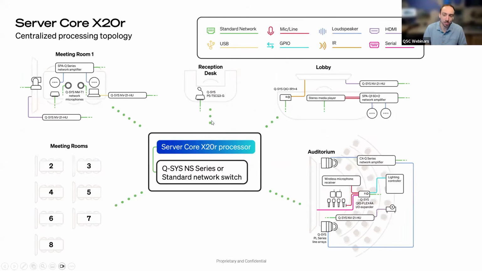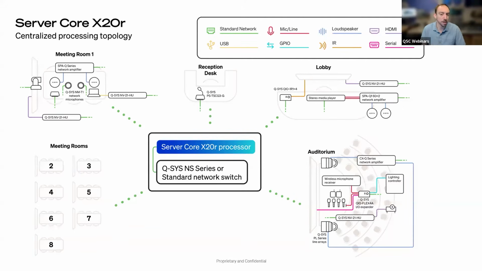Continuing on, the X20R, this is when you need to expand beyond that. So we have a typical one meeting room. We've got some SPAQ, NV21, NMT1, just a tiny small huddle space, but we have 8 of them. So all of those are a standardized design that's run off the X20R.